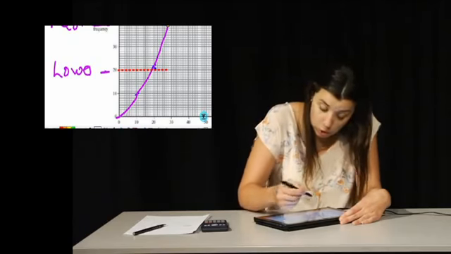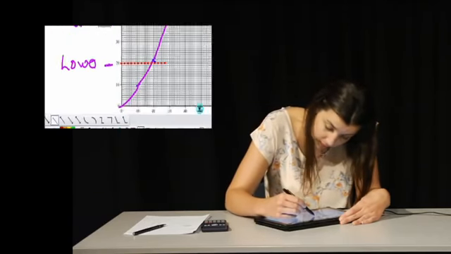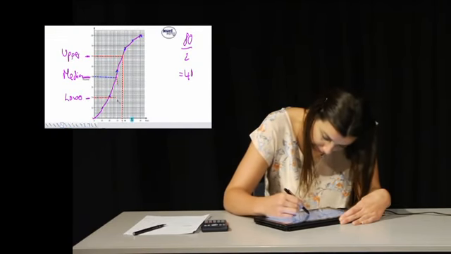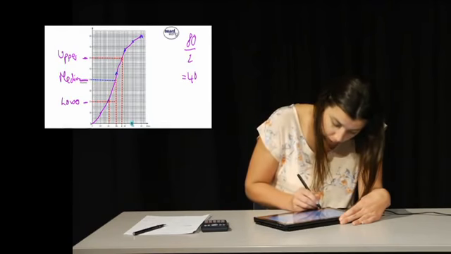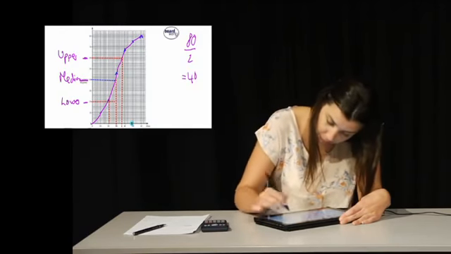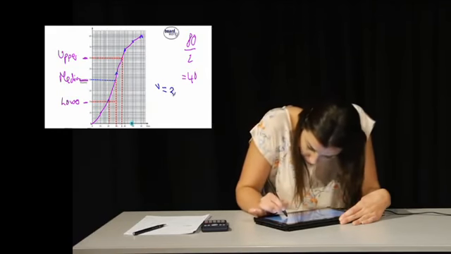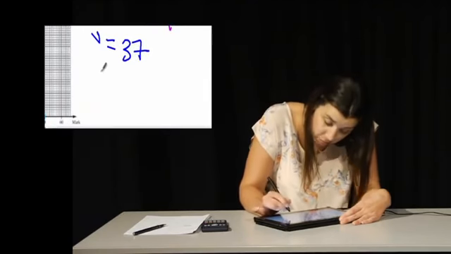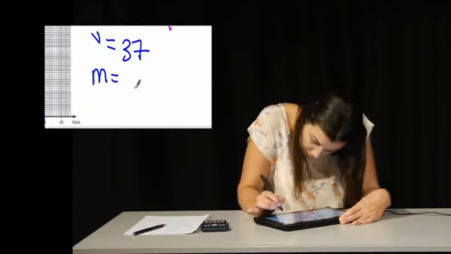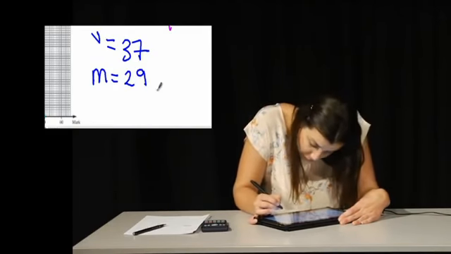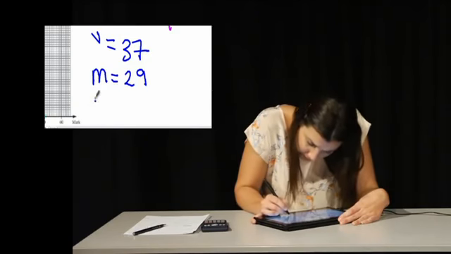Once you've drawn all your lines across, you're then going to do your lines down, your vertical lines down to the x-axis. So we have a line here, a line here, just under 30, and our last line here at 20. So we now have our upper being equal to 37 on mine, our median, which is our middle value, equaling 29, and our lower quartile, which reads off from my graph at 19.